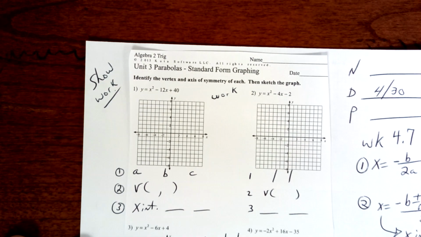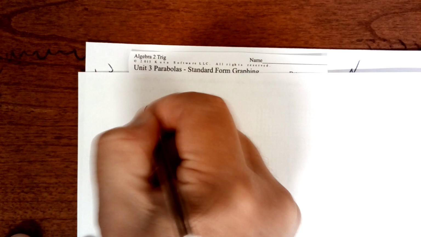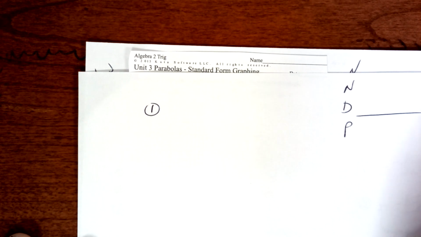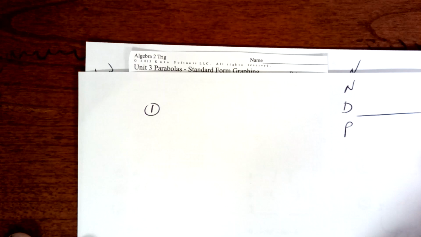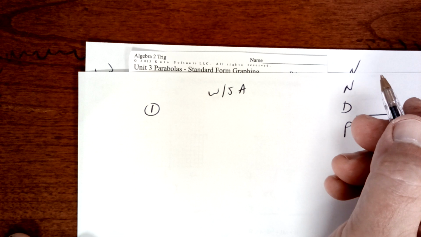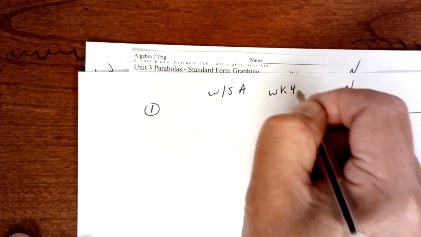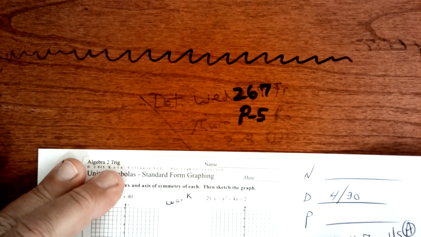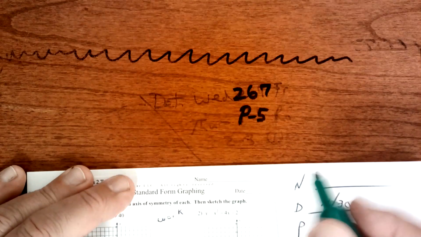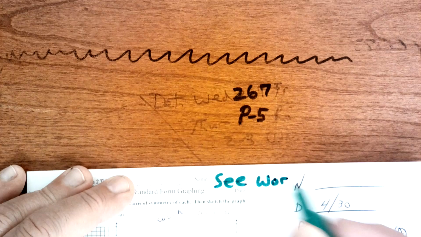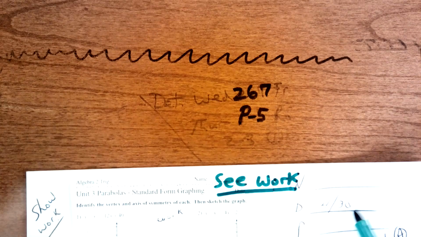So we're going to say, number 1, name, date, and period. And you need to show the work, okay? So I want worksheet A, and then I want week 4-7. If you don't show this sheet with your worksheet, you won't get credit for your worksheet. So I'm going to put C worksheet, C work. And without that, you won't get credit, okay?